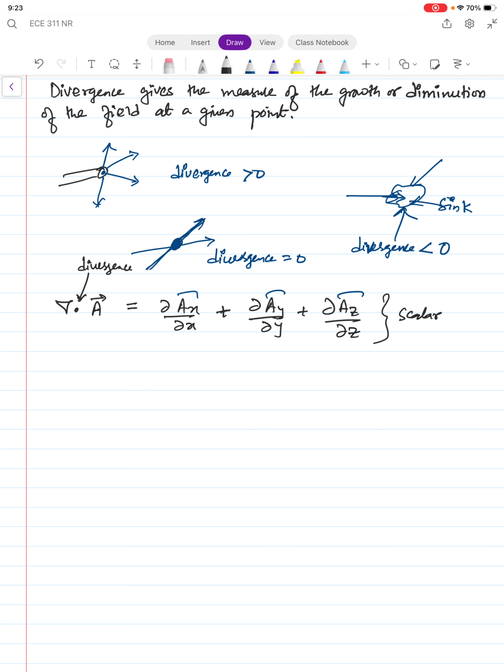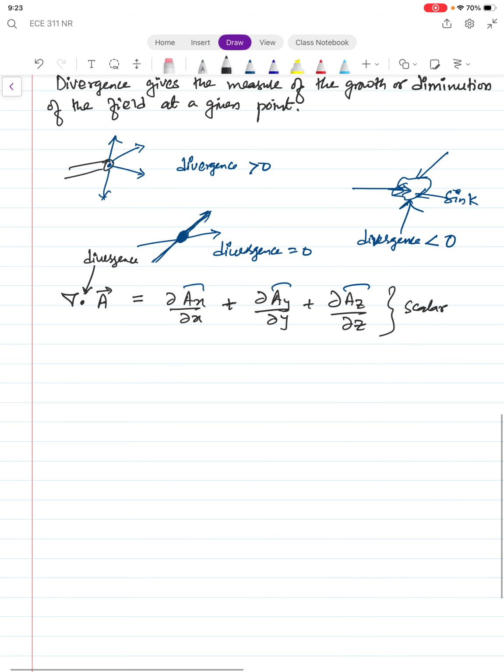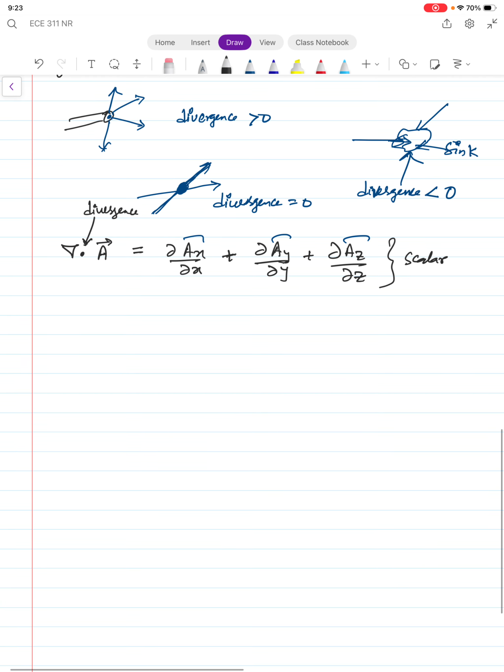And similarly, divergence is defined for cylindrical and spherical coordinates. I encourage you to check the formula in your book, or you can check the equation sheet that I have uploaded in Blackboard to compute the divergence for other coordinate systems. But for now, let us work on another example problem.